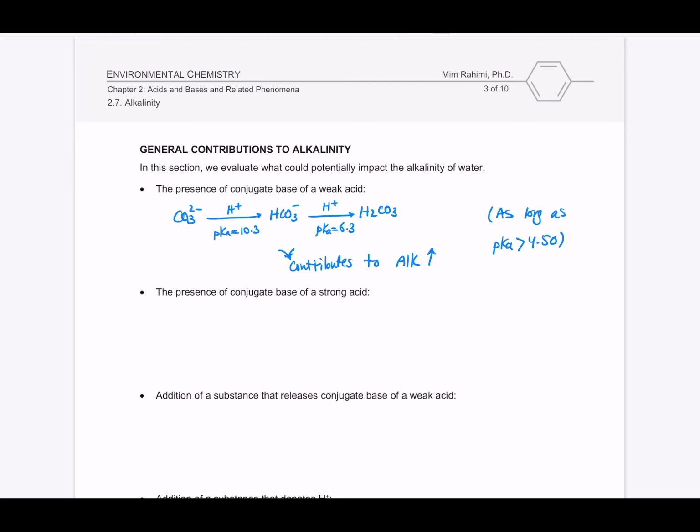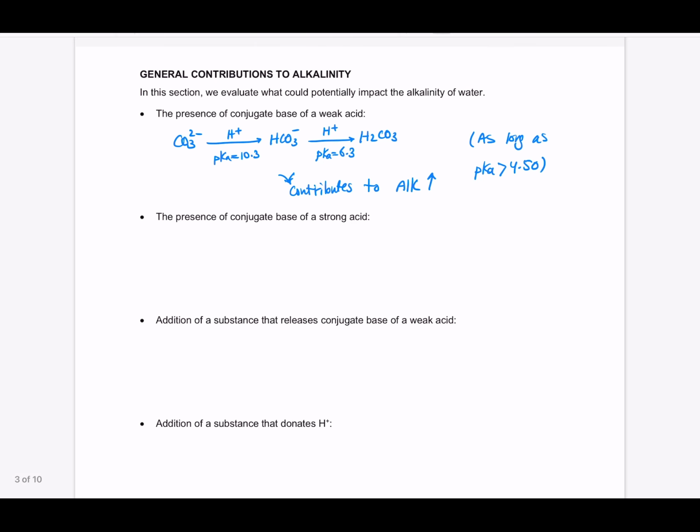So the threshold of 4.5 almost includes all the weak acids. So some of the examples we had, the lowest was 4.7, I think, for acetic acid, and the rest were like ammonia 9 point something, carbonic acid like 6.3 and 10.3. So it does contribute.